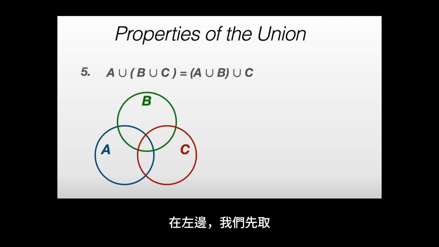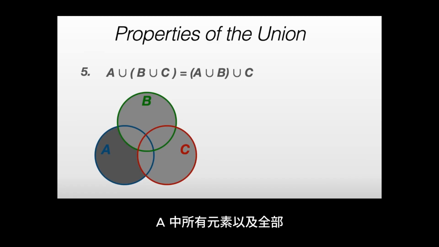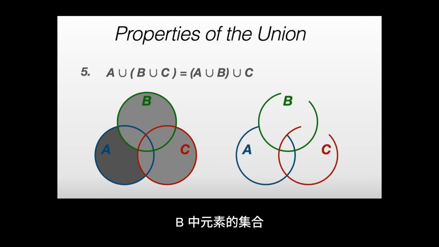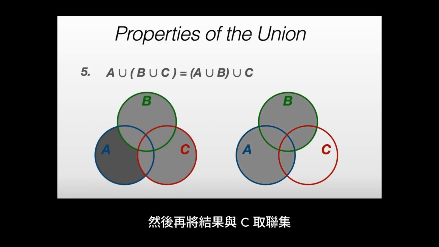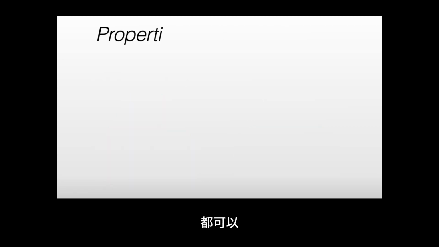On the left-hand side, we take the union of B with C first, and then take the union with A. We end with all the elements in A, as well as all those in B and C. Taking the right-hand side, we start with the union of A and B, and then take the union of that with C. And just as before, we get all the elements from all three sets. This rule actually generalizes to any number of sets, and you can take the union in any order you like.